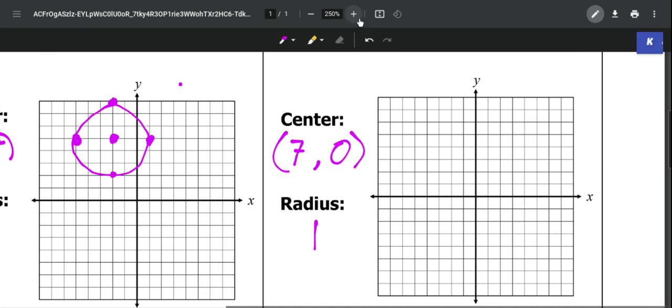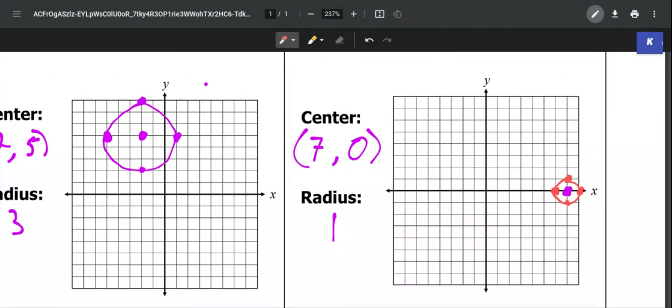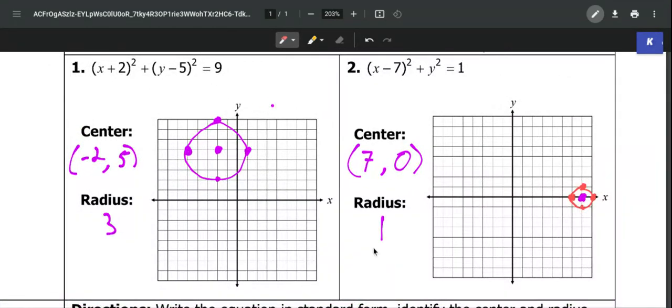Our radius is 1. So all we've got to do is plot the center, which is here. 1, 2, 3, 4, 5, 6, 7. Our center would be here. And then the rest of our points are just 1 up from (7, 0), which would be here, 1 to the right, which would be here, 1 below, which would be here, and 1 to the left, which would be here. So our circle is right there. That's what it would look like. So graphing these is very easy.